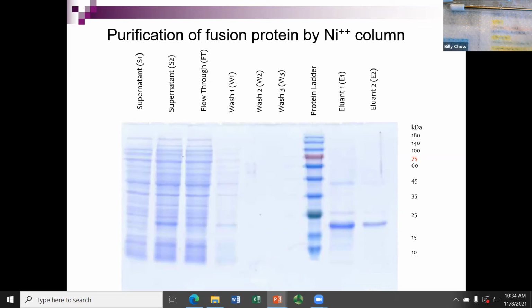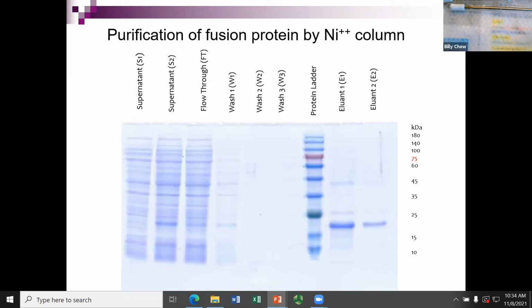So supernatant 1, 2, flow through. You wash the matrix a couple of times, wash 1, wash 2, and wash 3. And this is the size marker that you load onto the gel. So you know the molecular weight of each one of these proteins, as shown here in this diagram. And then you elute your protein. And this is the first batch of eluent. And then this is the second elution of your fusion protein.